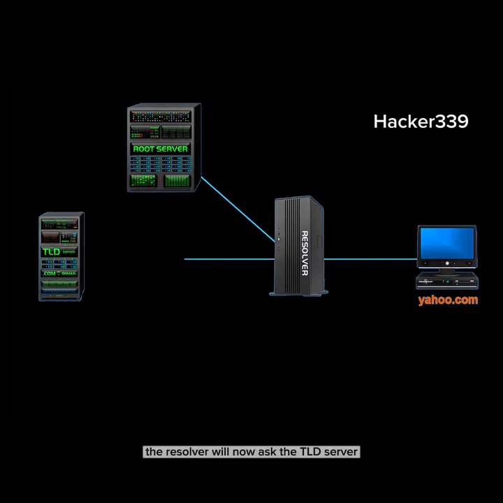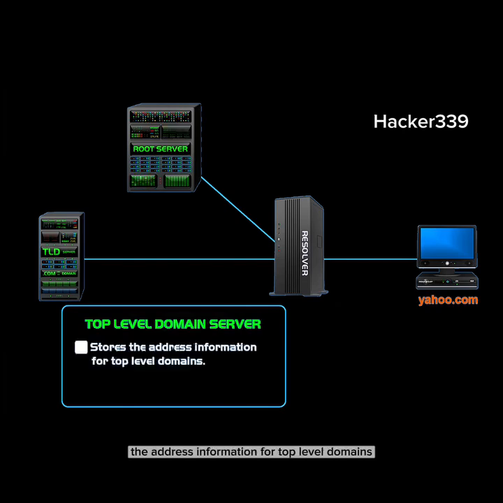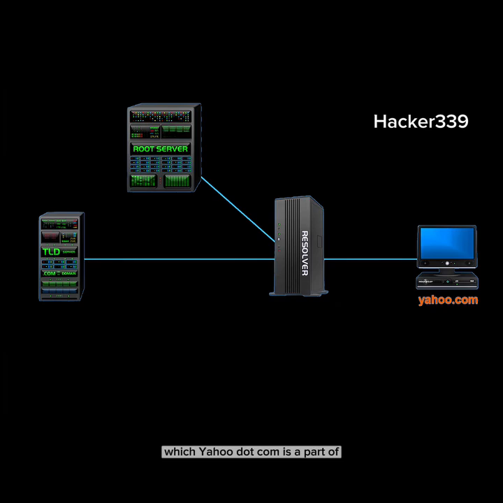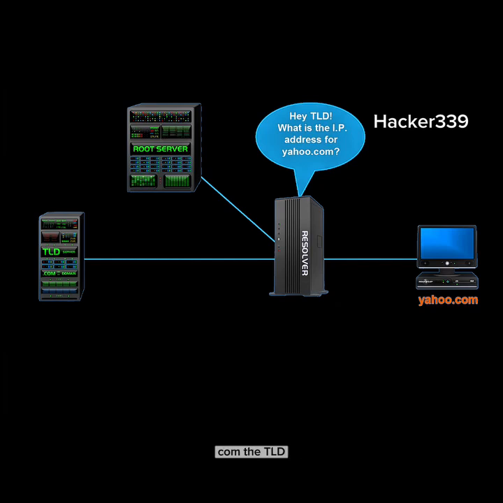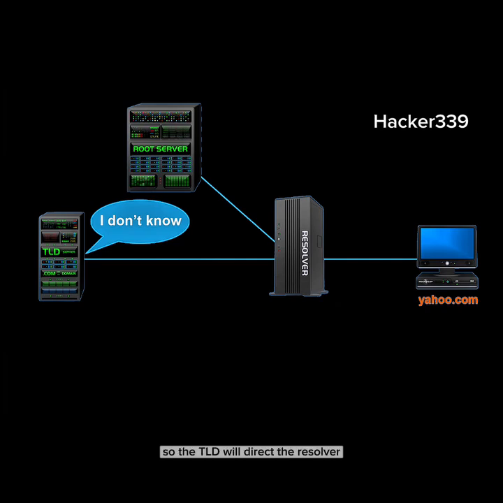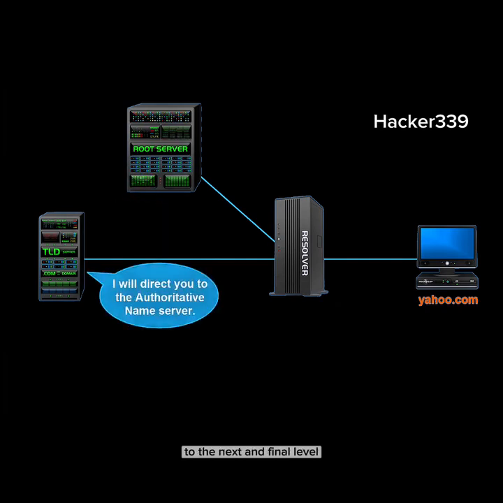So the resolver will now ask the TLD server for the IP address for yahoo.com. The top-level domain server stores the address information for top-level domains, such as .com, .net, .org, and so on. This particular TLD server manages the .com domain, which yahoo.com is a part of. So when the TLD server receives the query for the IP address for yahoo.com, the TLD server is not going to know what the IP address is for yahoo.com. So the TLD will direct the resolver to the next and final level, which are the authoritative name servers.